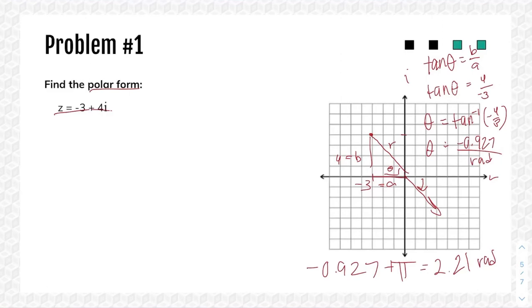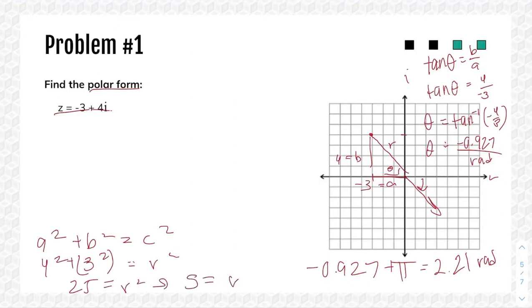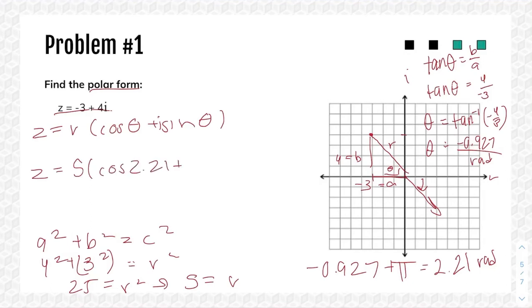Now let's quickly find r with the Pythagorean theorem. The Pythagorean theorem is simply a squared plus b squared equals c squared. In our case, it's 4 squared plus negative 3 squared equals r squared, meaning that it's 25 equals r squared, or simply 5 equals r. Now we connect it to the polar form equation, which is z equals r times (cosine theta plus i sine theta), which is going to give us z equals 5 times (cosine 2.21 plus i sine 2.21). And this is our polar form.